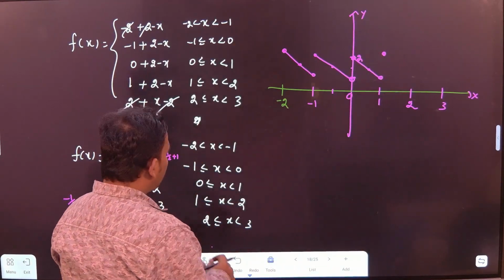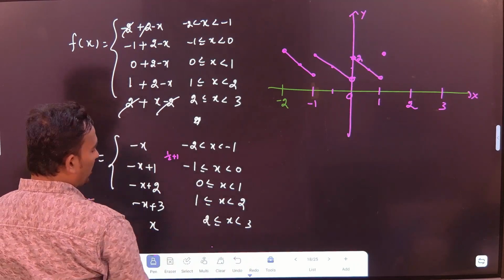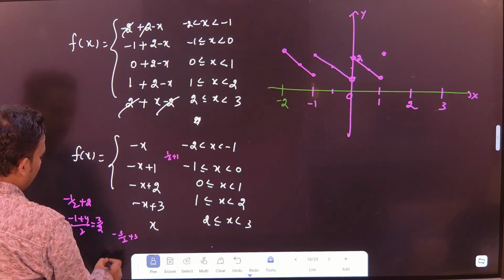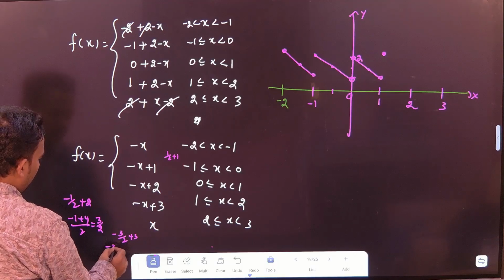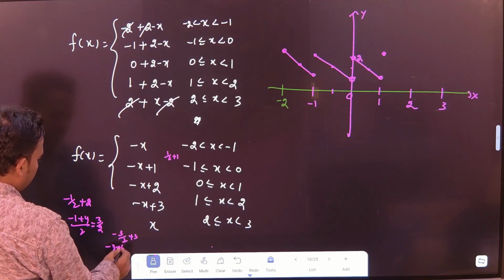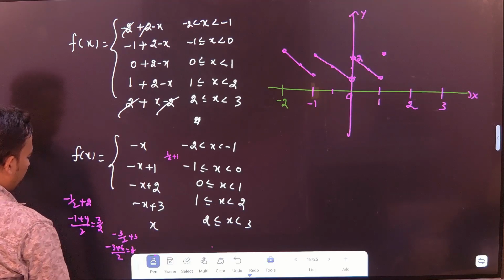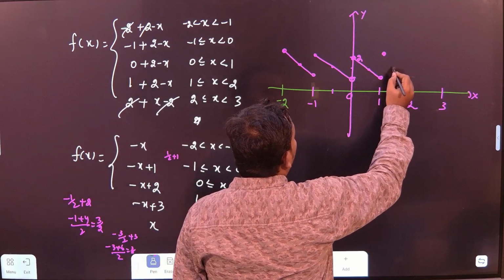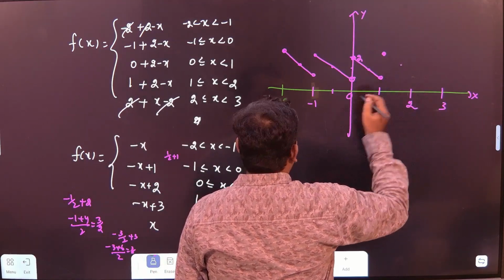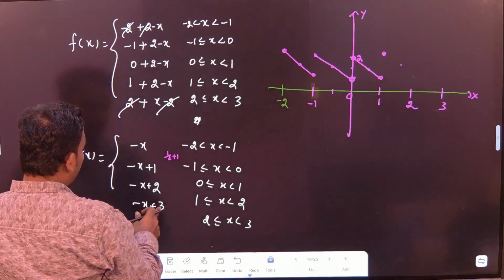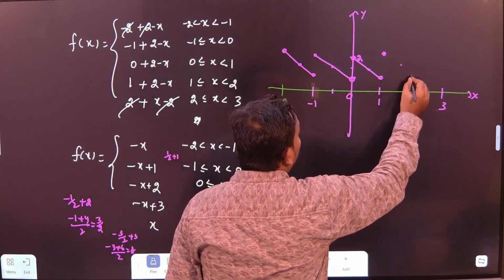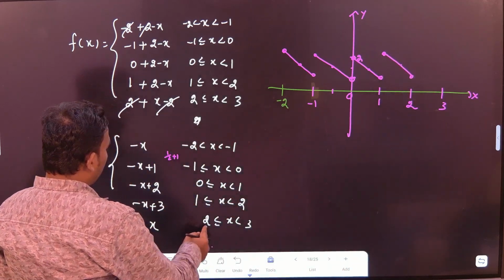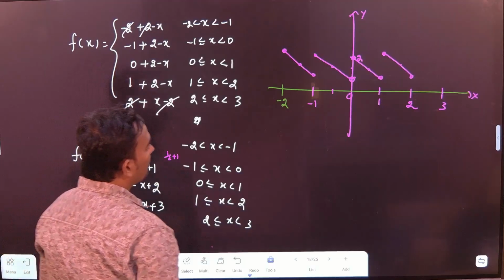Right. So when you take 1 to 2, let's take 1.5. It is 3 by 2 you can take. So minus 3 by 2 plus 3. What is that? So minus 3 plus 6 by 2, it is 3 by 2 again, right? So it's 1.5 here. So when you take 2, so minus 2 plus 3, it's 1. Again here it's 1. The graph is like this. But when you take 2, 2 is included, it is 2 only.